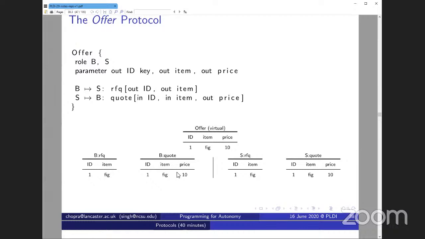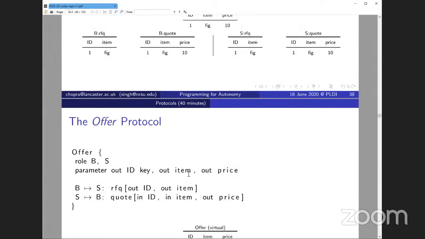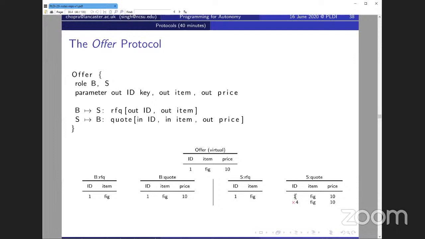Eventually, that message lands at the buyer. So now the buyer knows it has a $10 offer. And of course, same as before, because it generated a one, already the seller may want to generate a four.